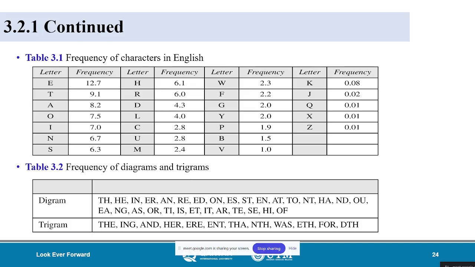Now, we have something else, the frequency of digrams and trigrams. Digrams means th, he, in, er, an, re, ed, on, es, and so on. Now the trigrams would be the, ing, and, ent, tha, for example than or that, and so on. nth, eth, dth. Now these are the trigrams.